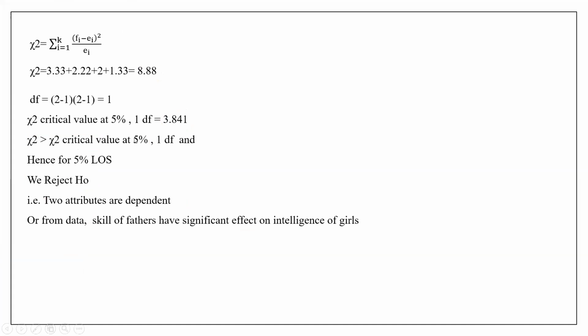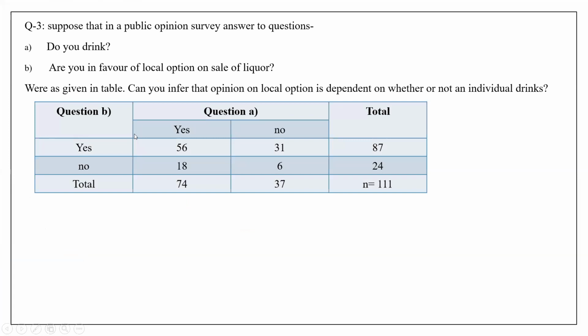All right. So if anyone has any doubt, this is another problem. Similar format. Suppose that in a public opinion survey, someone has asked two questions. First, do you drink? And second, are you in favor of local option on sale of liquor? So data is given down there. They want to conclude, can you infer that the opinion on the local option, meaning the sale of the liquor, is dependent on whether or not the individual drinks.